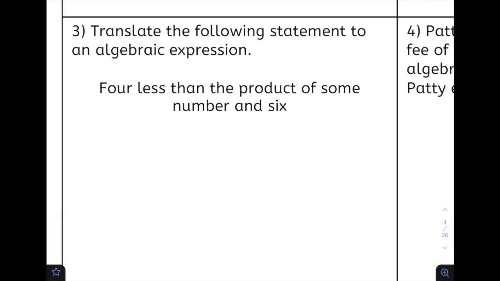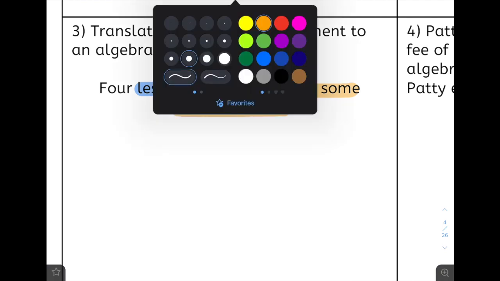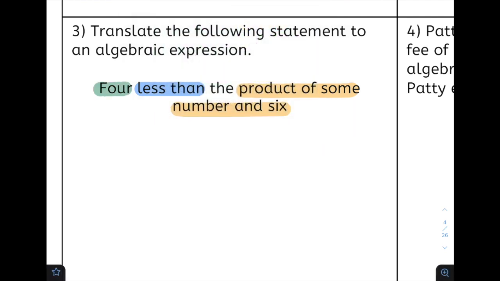All right, so for number 3, we have 4 less than. I know that's going to be a flip word. And then we have the product of some number and 6, and then we also have 4. So I know less than 4 is going to go here. The product means to multiply of some number, which is our variable, and 6. So 6m, again, connected by multiplication, that's invisible, and you're taking 4 less than your 6m. And that is what you would get for your answer.